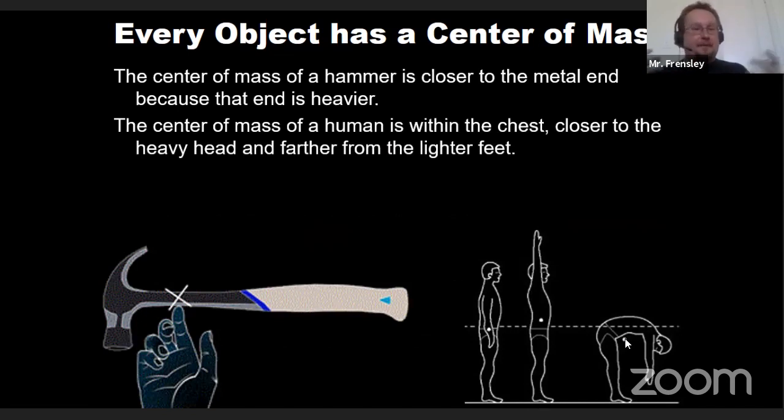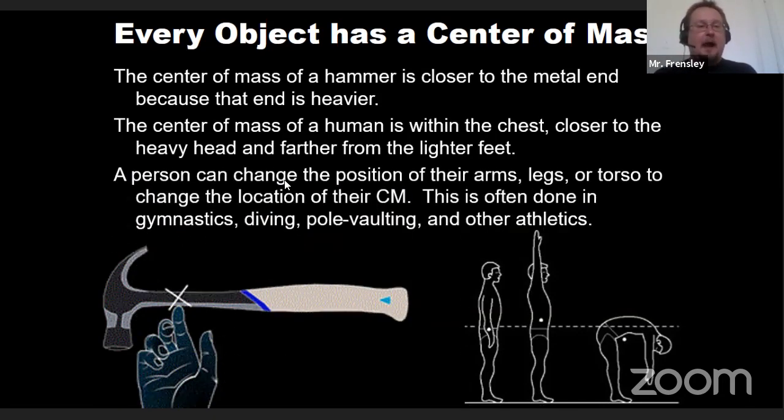You can see that here with this human, right? So the center of mass of a human is kind of within the chest, which is not what this diagram seems to show very well, but it's closer to your heavy head. Your head should be heavy, right? There's a big brain in it, and the feet are not so much. And you can change the position of your center of mass by redistributing the atoms in your body to a different shape, sort of thing, right?